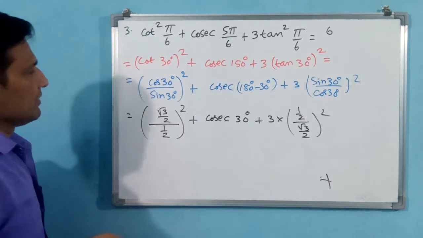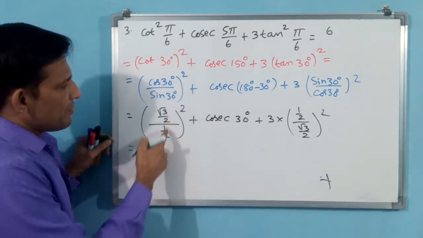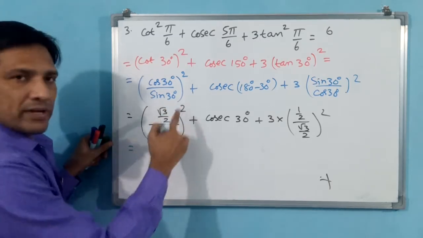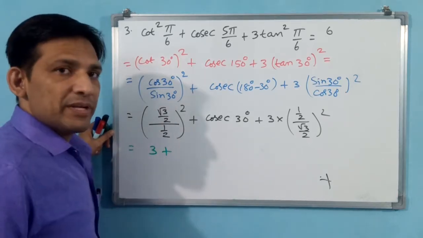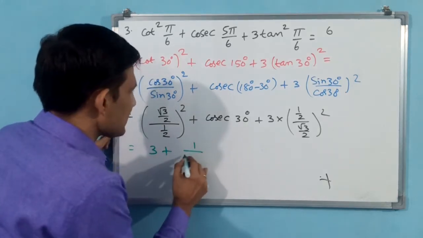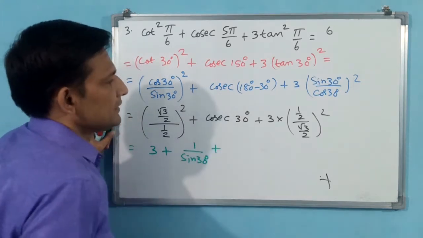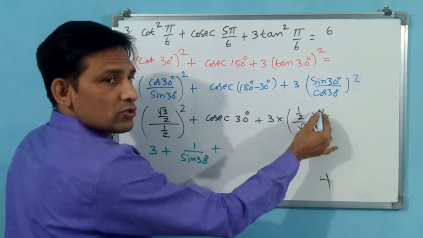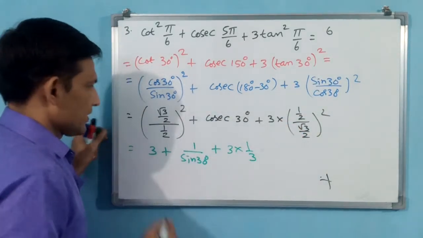Now you see, the denominator 2 gets cancelled. Root 3 by 1 means root 3. Root 3 square is 3, plus cosecant 30 means 1 by sin 30. You write 1 by sin 30 first, then in the next line we will simplify. Now the denominator gets cancelled. 1 by root 3 square means 1 by 3. 3 into 1 by 3.